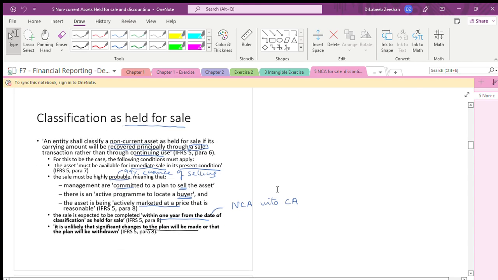An entity shall reclassify non-current assets if the carrying amount will be recovered principally through sale rather than continuing use. Is it right? Management is committed to sale. These are the conditions. There is an active program to locate a buyer, and the asset is actively marketed at a reasonable price. These are the important points.